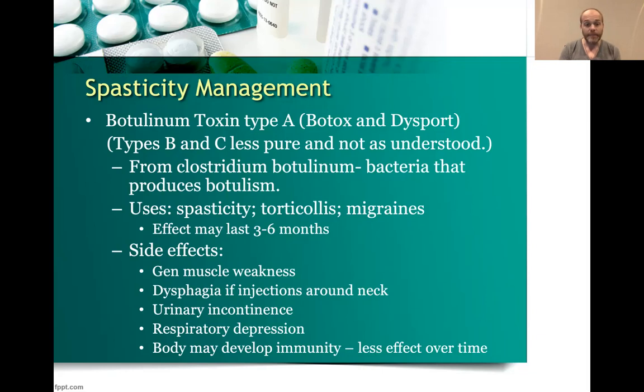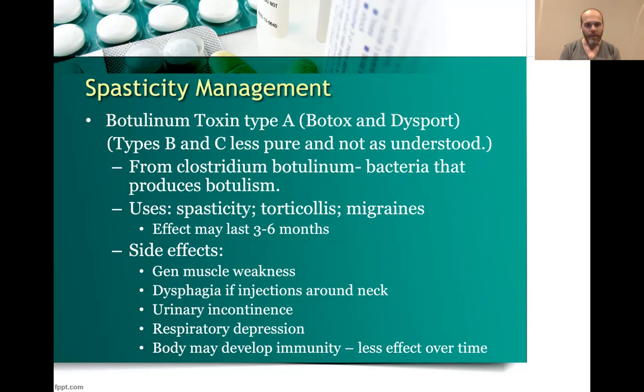Kind of sad. If people are getting it around their perineal area or their pelvic floor, it can cause incontinence. It can cause respiratory depression if given around the neck, but only if you get a large amount. There is a possibility that you can develop immunity over time, but I've only seen that in one person ever in my life.